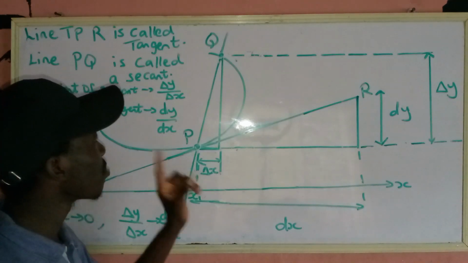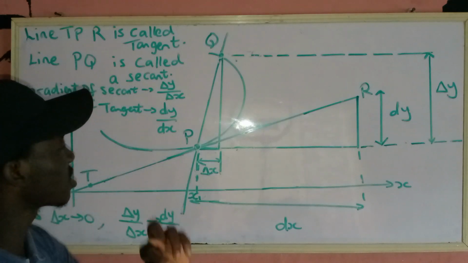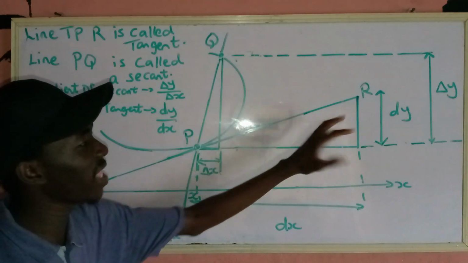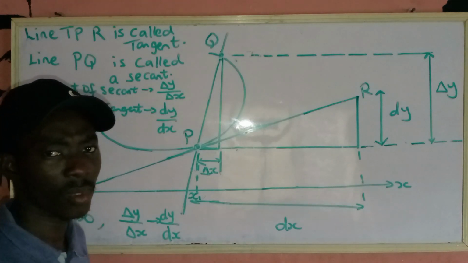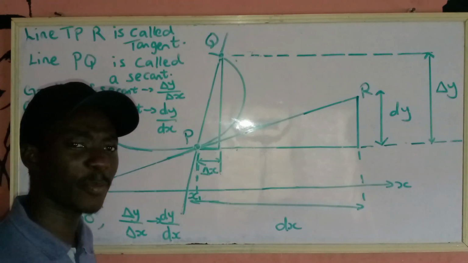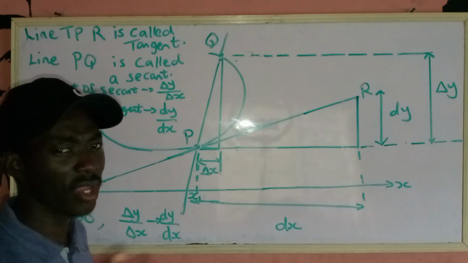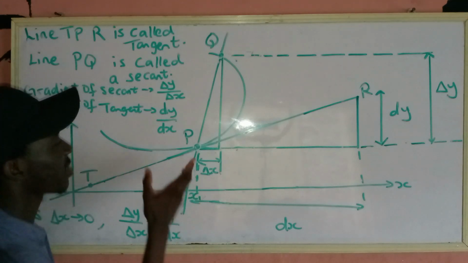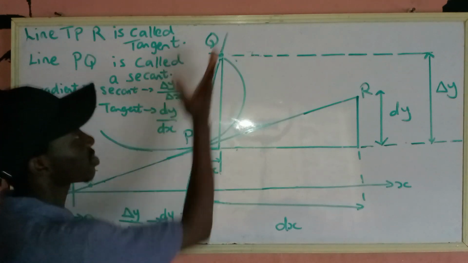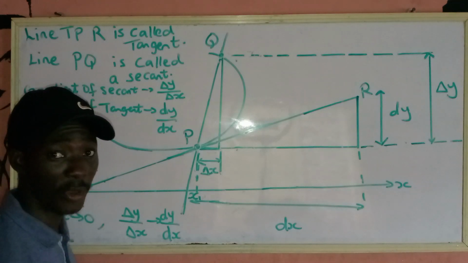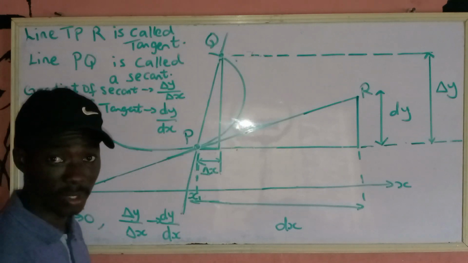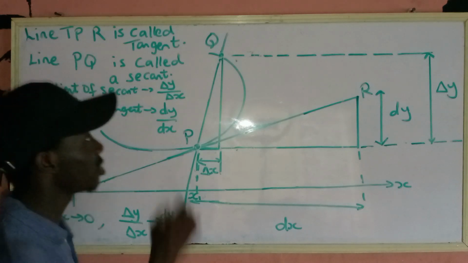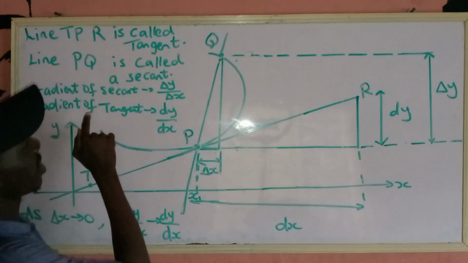Are you getting? But there's a problem here. The problem is this: we can't find the dy dx of this line directly. So what Newton and Leibniz brought up was this. They said, okay, what if I take a line that cuts the curve at 2 points, between here and here? That forms a new line and that has a new gradient, which is a secant.